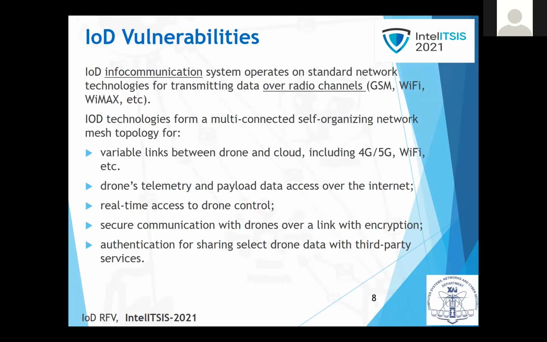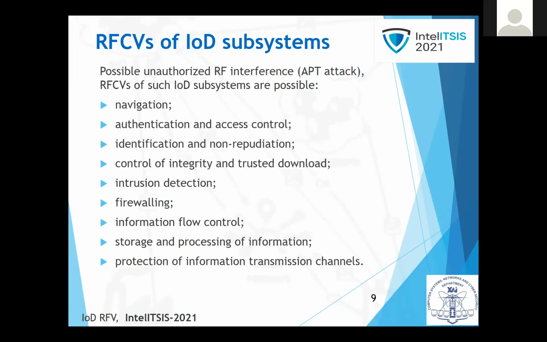Vulnerabilities of the Internet of Drones are associated with the use of radio channel, to close most of them, such as mesh networks. The slide lists the Internet of Drones subsystems for which APT attacks are possible. Such as navigation, authentication, identification, intrusion detection, firewalling, and so on.